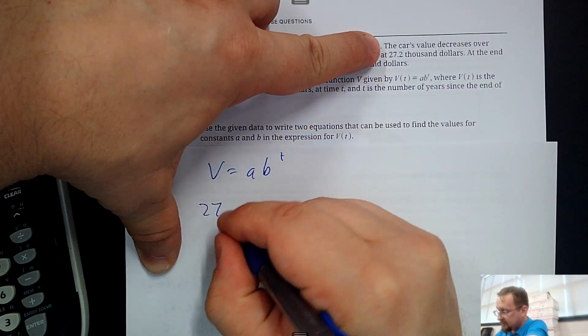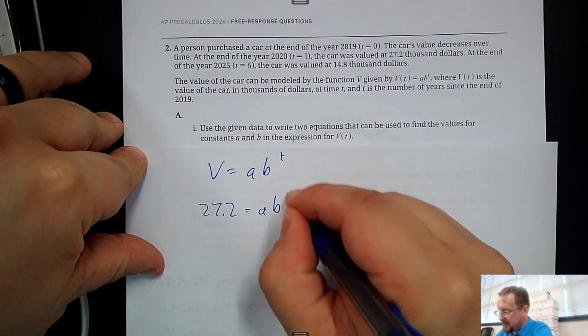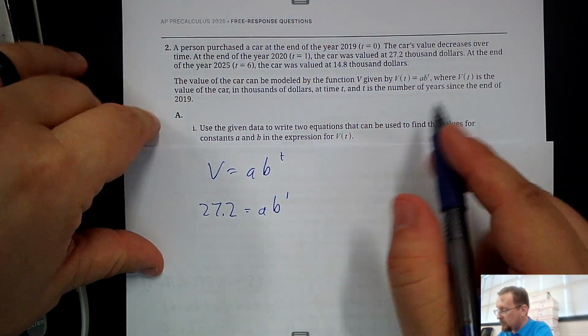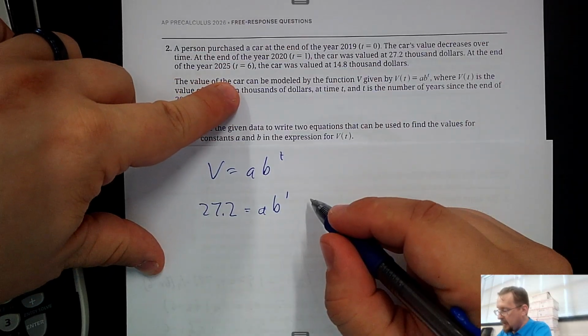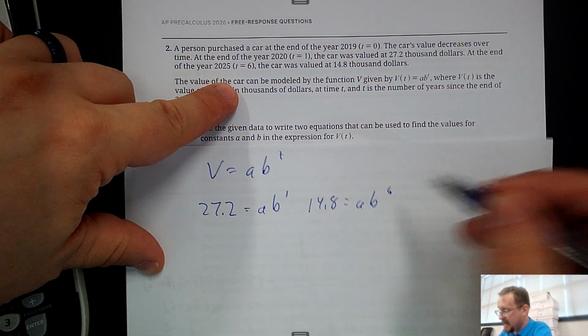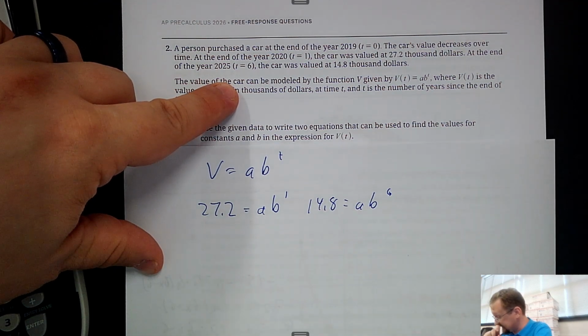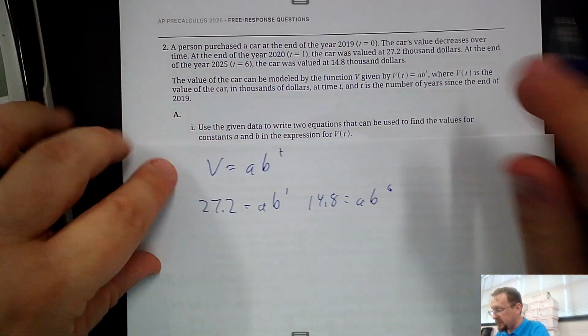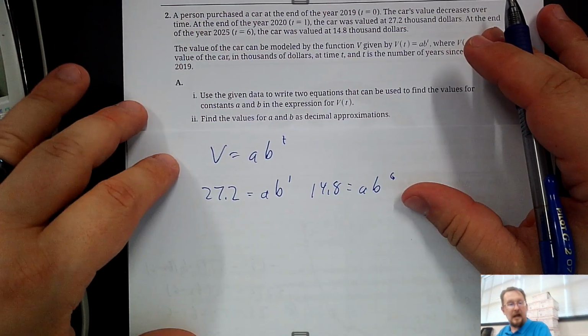So value 27.2 equals ab to the 1 power. And we're going to say this, 14.8 equals ab to the 6th power. Okay, do you see how that's working? You see how that works? All right, I think I got that right. Find the values of a and b. I knew that was coming.